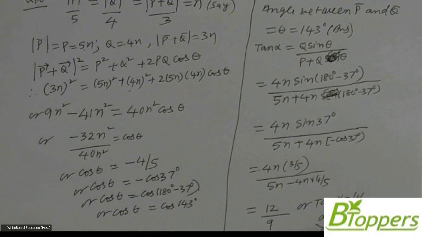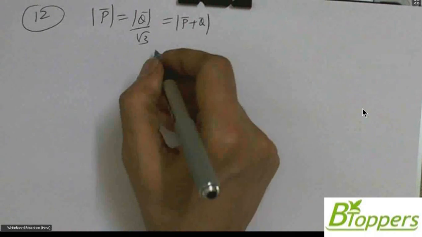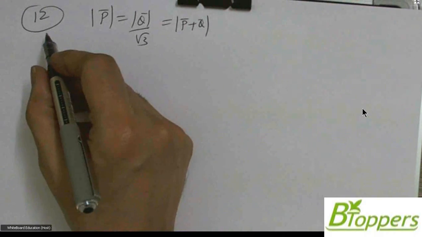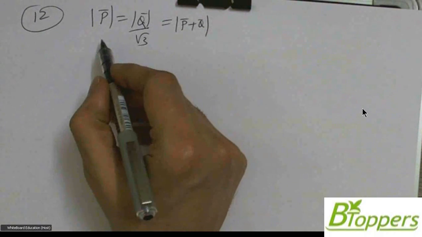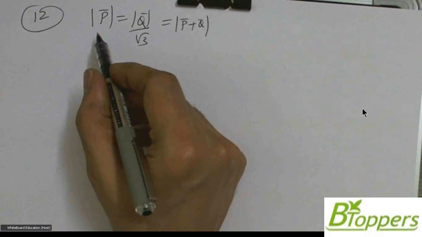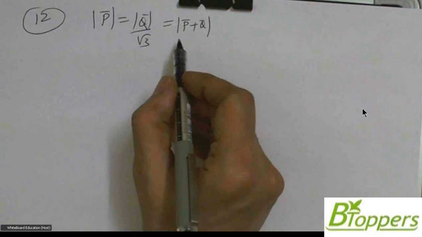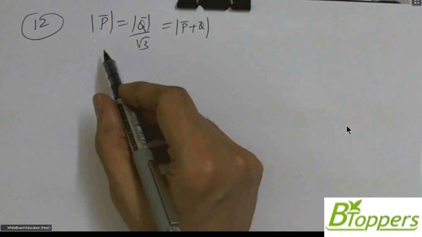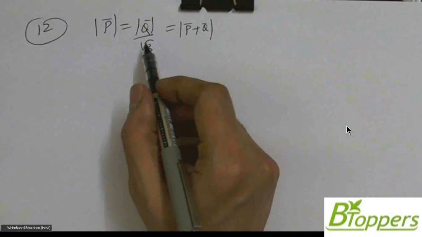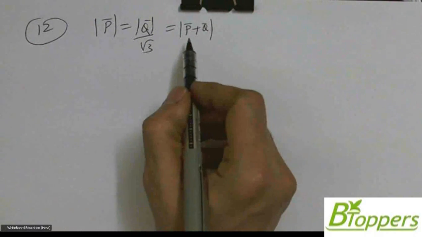After this, I am going to discuss the previous question. So next I am going to discuss problem number 12, which I have given in the previous session. Here it is given that magnitude of P bar equal to 1 by root 3 times magnitude of Q bar, that is same as the magnitude of the resultant of P bar and Q bar. Even in this problem, you are asked to find the angle between P bar and Q bar, and also the angle between P bar and resultant of P bar and Q bar.